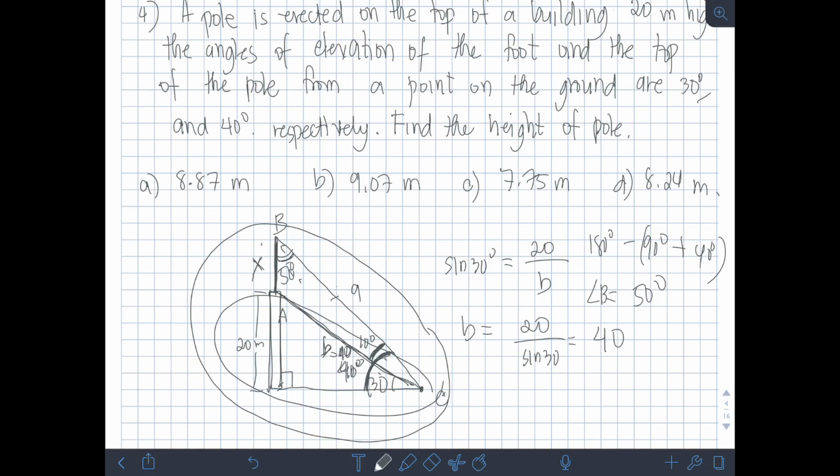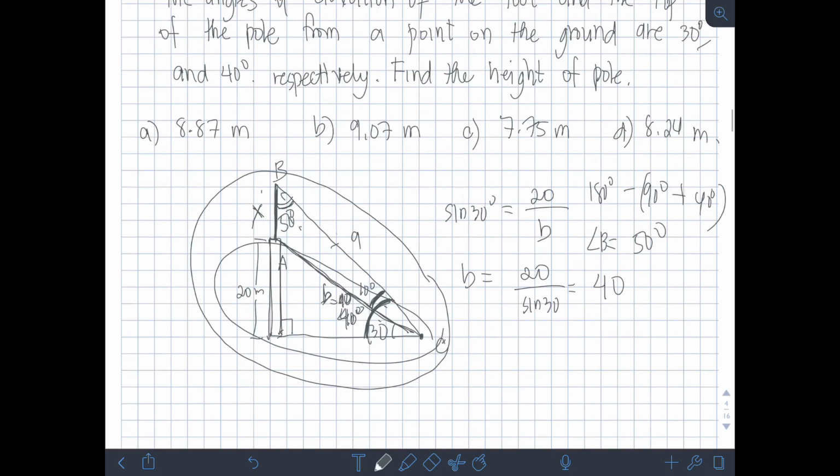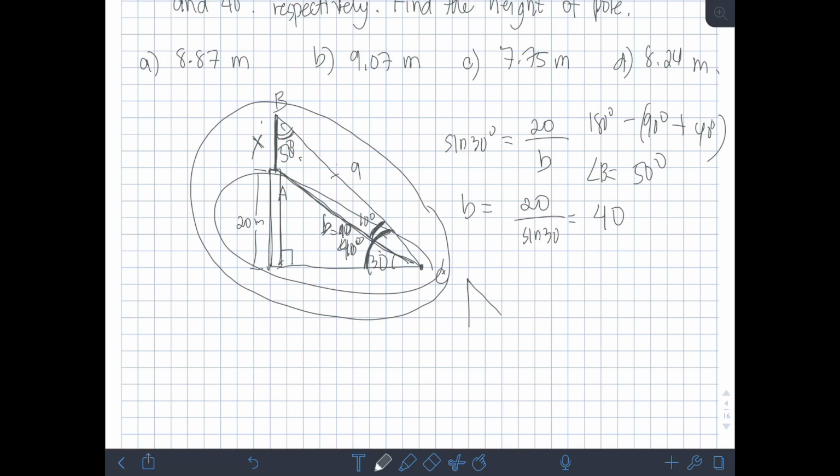So, masasolve na natin itong X. How? Sine law. So, redraw ko para mas makita natin. Okay? So, diba ito ay 10. Ito ay 50. So, BAC. So, ito yung hinanap natin yung X. Tapos, ito si side B, which is nasolve natin na 40. Tapos, ito si side A.